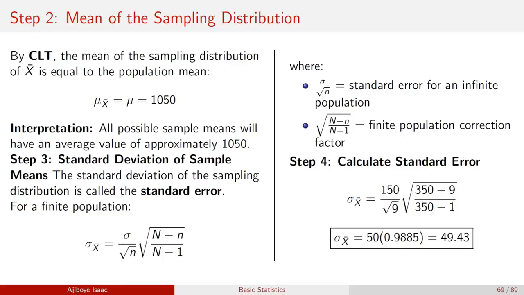And then the standard deviation of the sample means will be equivalent to the population standard deviation divided by the square root of the sample size, multiplied by the square root of the population size minus sample size over population size minus 1. The square root of the population size minus sample size divided by population size minus 1 is called the finite population correction factor. So by the time we substitute the values, we see that the standard deviation of the mean will be equivalent to 49.43.